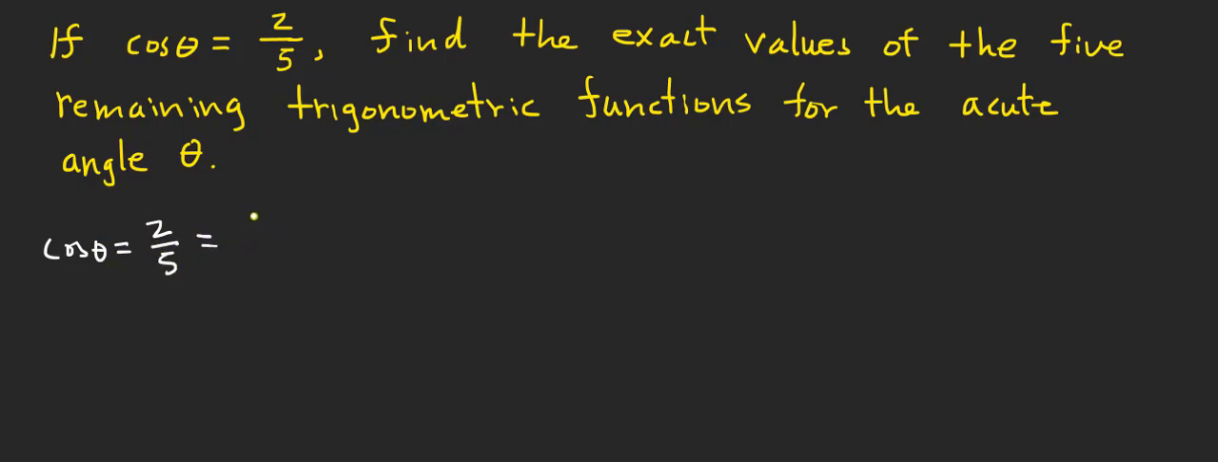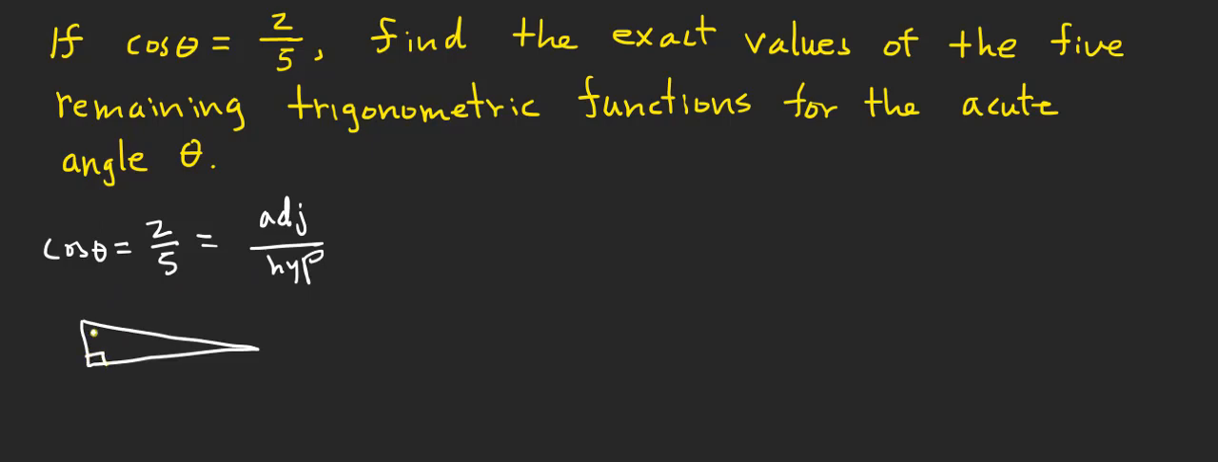And you know that cosine theta is adjacent over hypotenuse. So we know the adjacent is 2 and the hypotenuse is 5. So let's draw a right triangle that represents this situation.